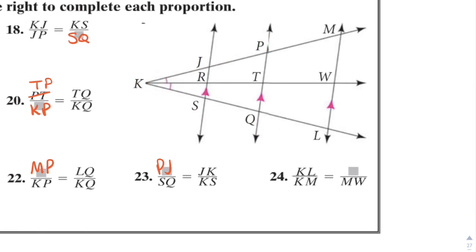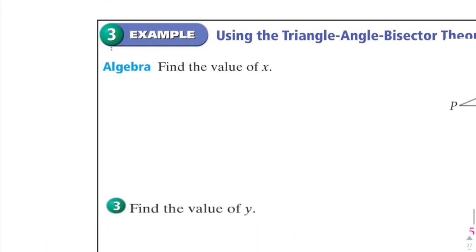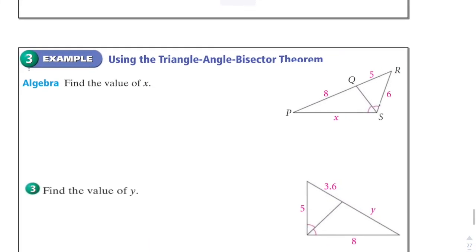And lastly, we have KL. KL, this whole thing, is to KM as LW is to MW in that order, with MW in the denominator. So it reads KL is to LW, or KL is to KM as LW is to MW, in that order. I apologize. Okay. Here's a more appropriate version of it.